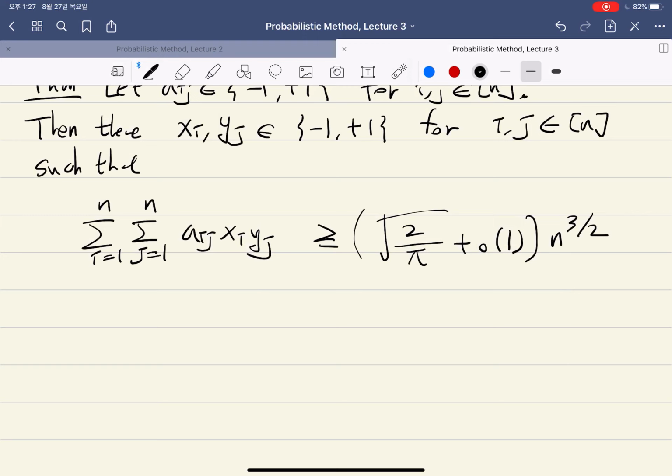Give me a moment. This actually comes from the estimation on the binomial coefficient, which we will see later.